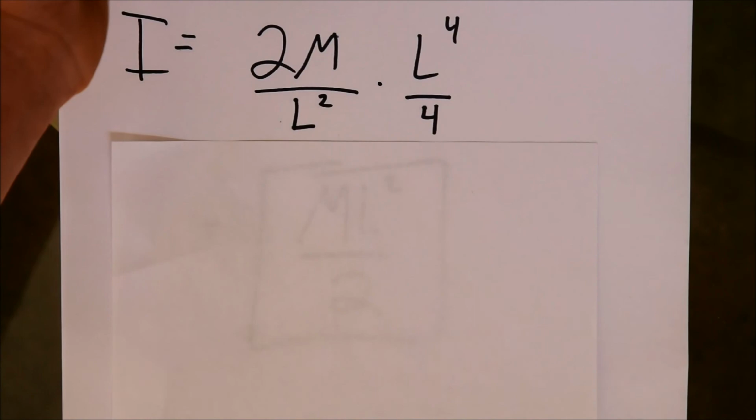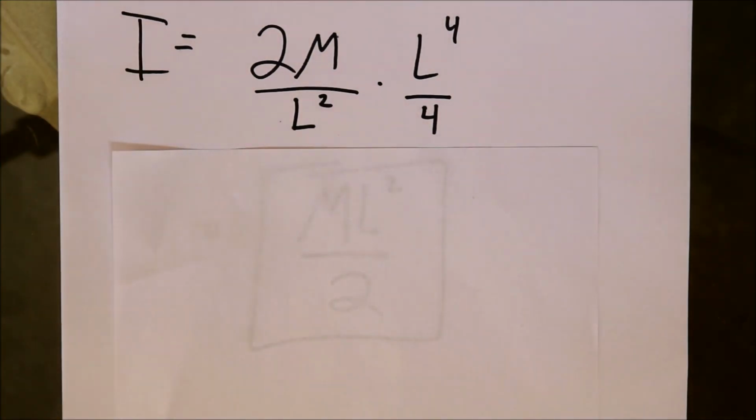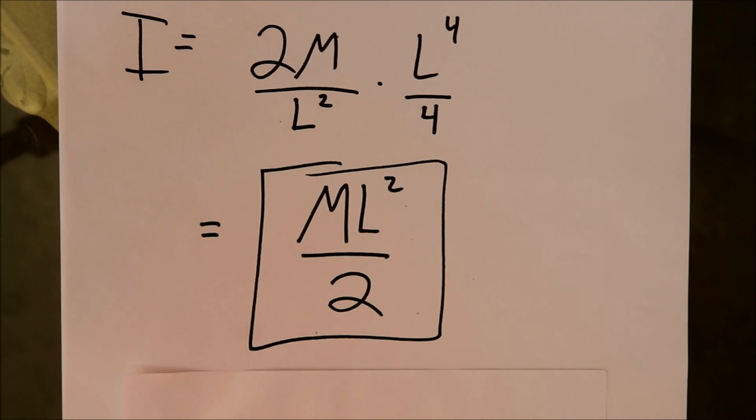Now all we have to do now is integrate that. We get I is equal to 2m over L squared times L to the 4th over 4. Which, if we simplify, leaves mL squared over 2. Final answer.